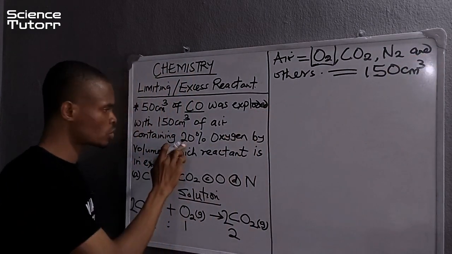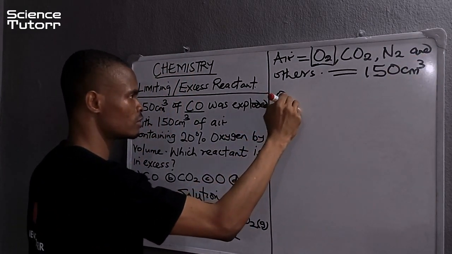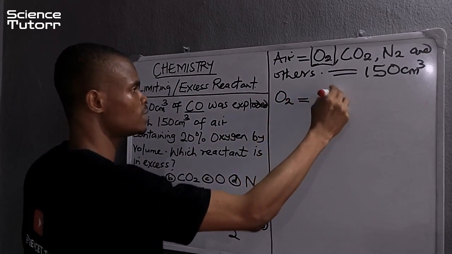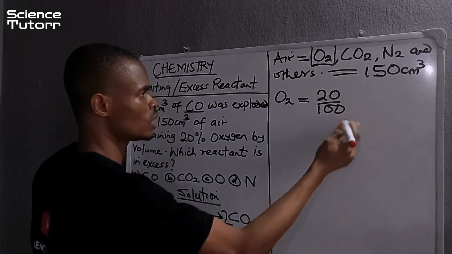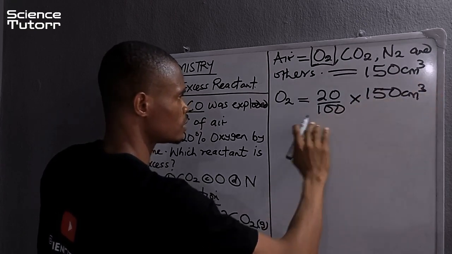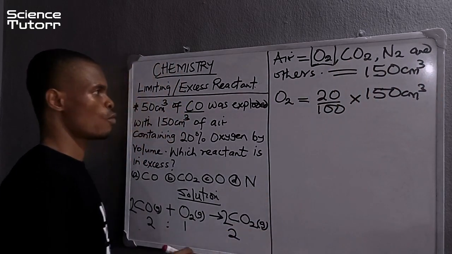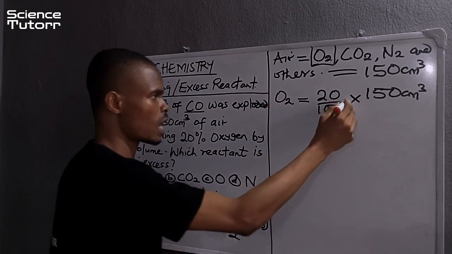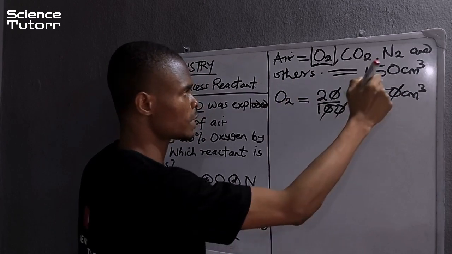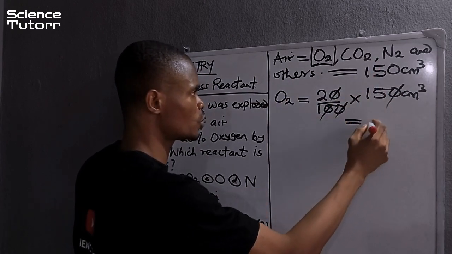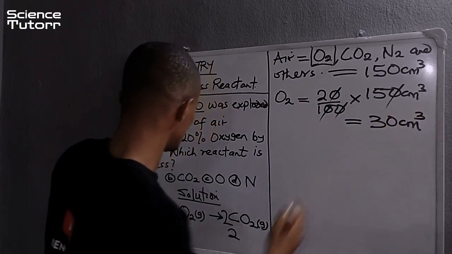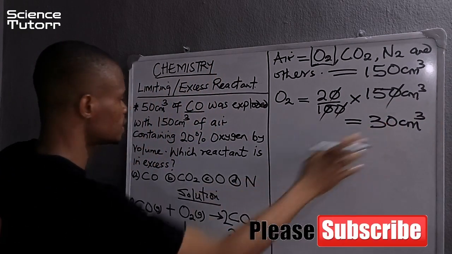But in all, we are told 20% represents oxygen. So for oxygen, we have 20 over 100 times 150 cm³, which gives us the volume of oxygen. So we cancel like terms, and we are left with 2 times 15, which makes oxygen gas 30 cm³. So it means we have oxygen 30 cm³.